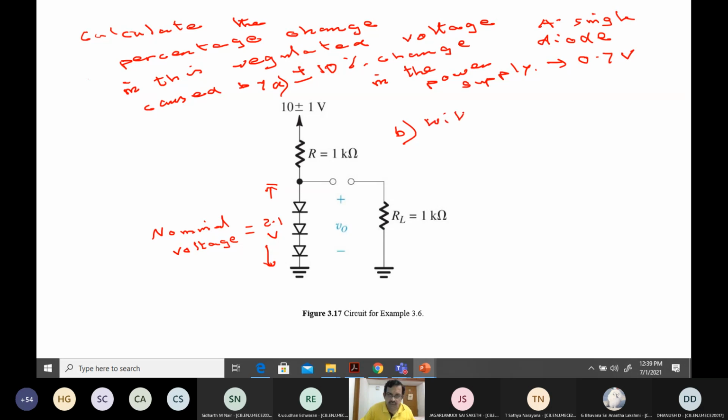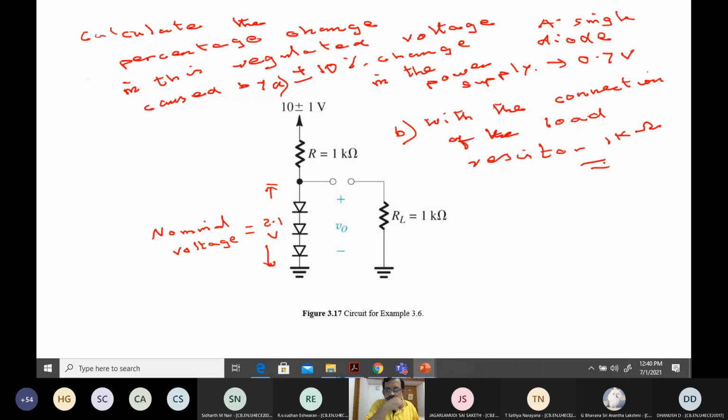With the connection of the load, there will be changes in the current drawn by the load depending on this value. That will eventually decrease this 2.1 volt with the connection of the load resistor, 1 kilo ohm.